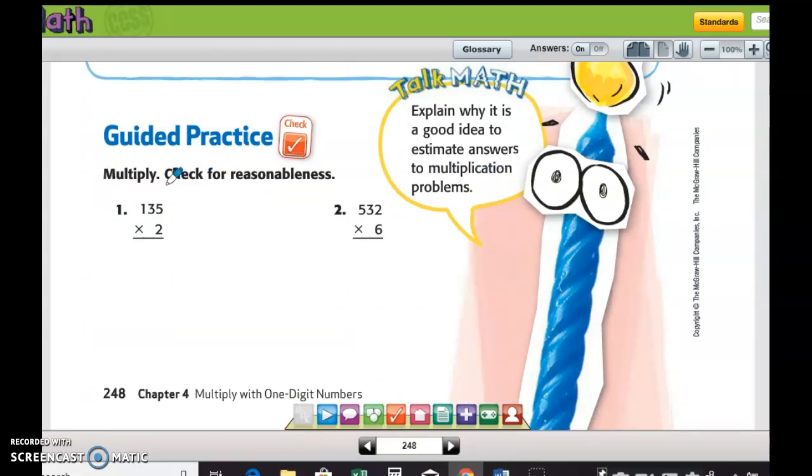And at the bottom of the page it does say to check for reasonableness, and a hint about that is in your talk math. So you do need to check for reasonableness, and how you're going to do that is kind of explained when you talk about the talk math.